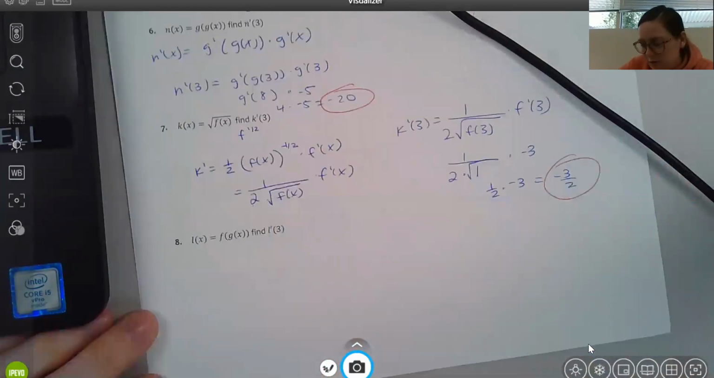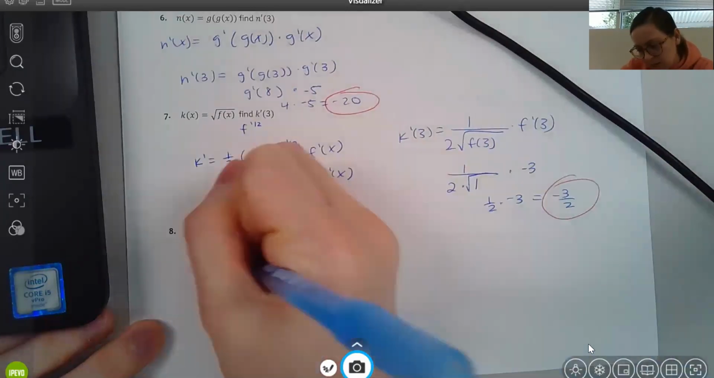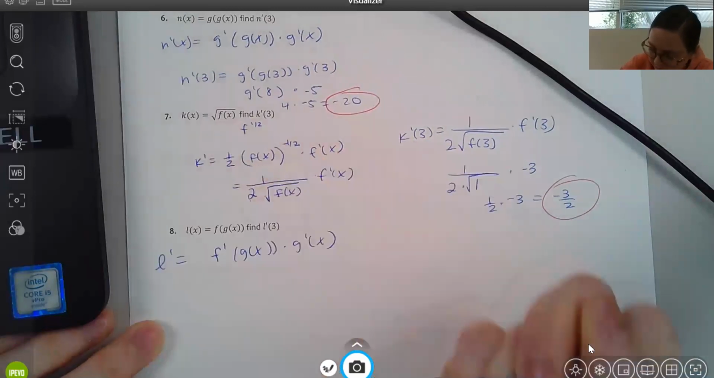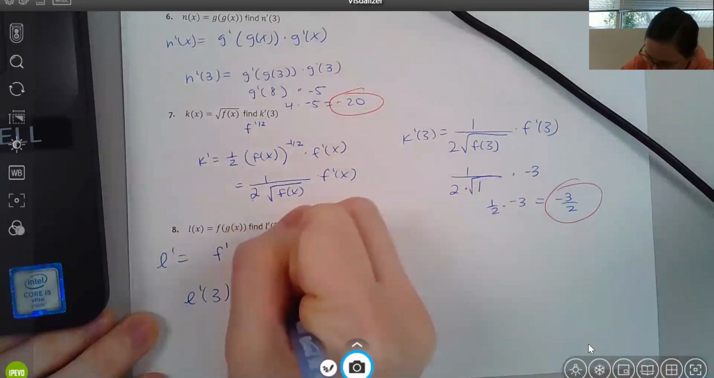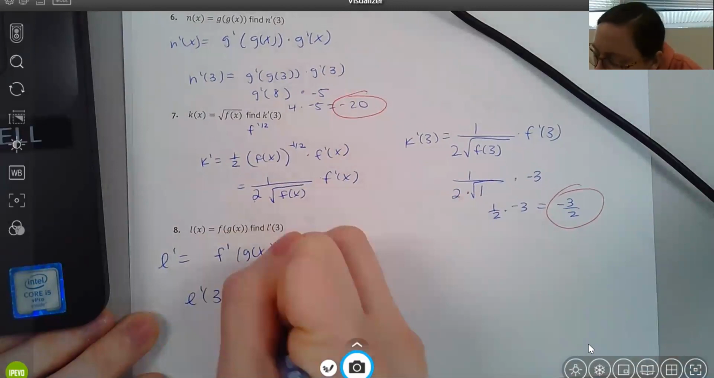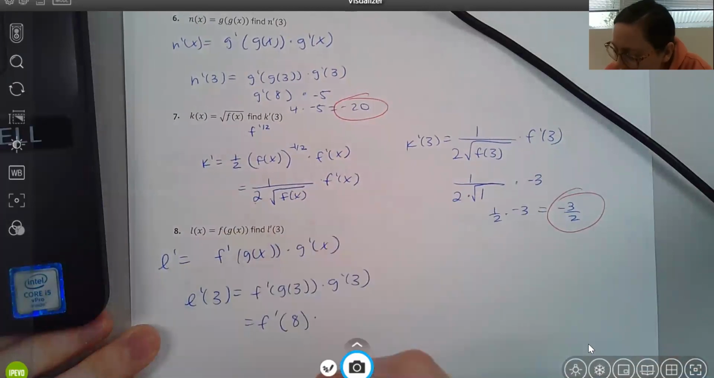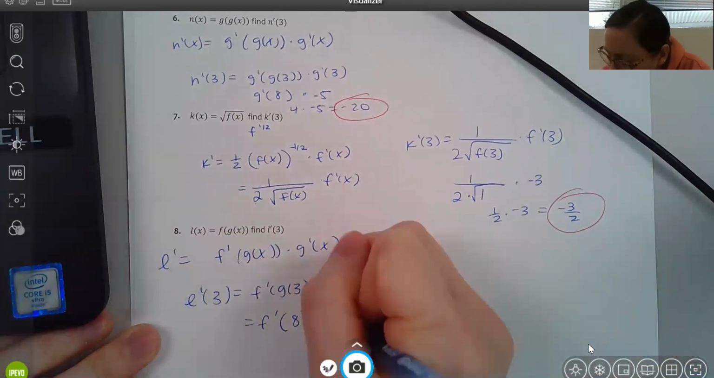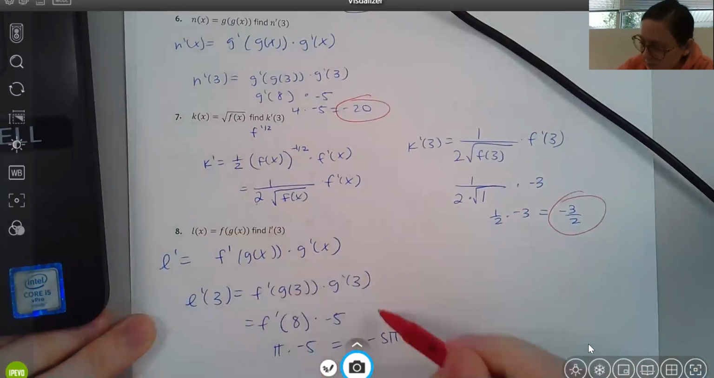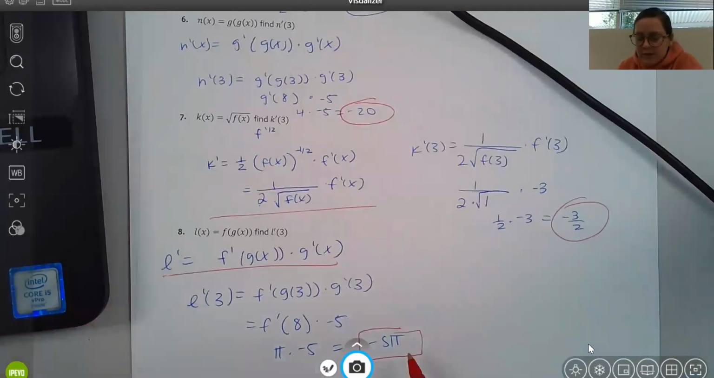L, still chain rule, because we've got inside functions. So derivative of the outside, leave the inside alone, times derivative of the inside. And now we just plug in at 3. Here, -5 times pi is just -5 pi.